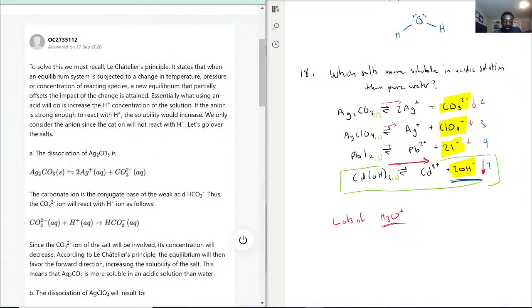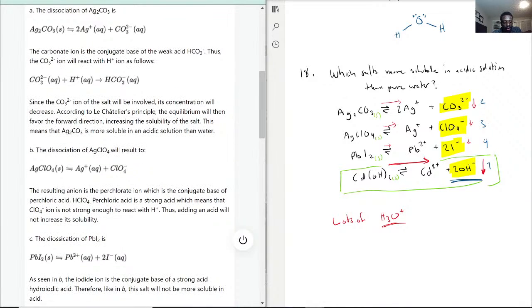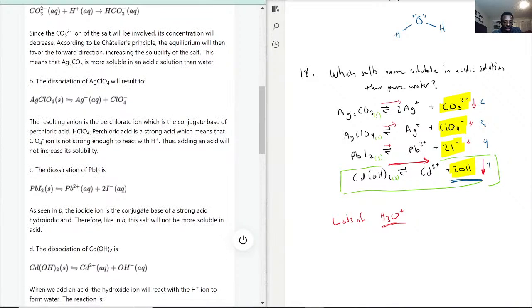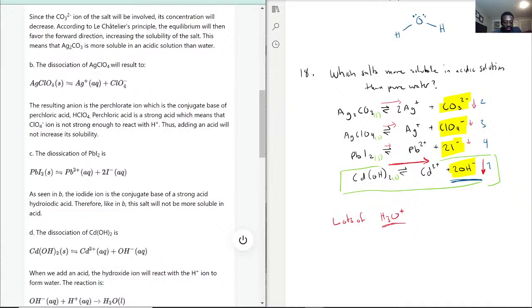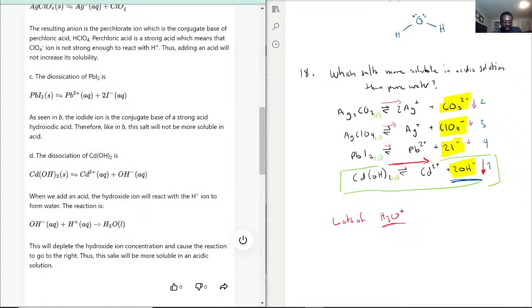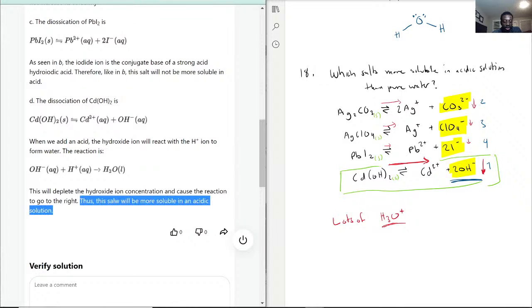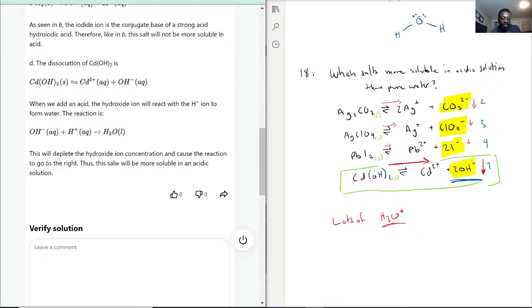So they mentioned that carbonate ion makes HCO3 minus, Ag, ClO4 and perchloric acid, iodide and hydrogen iodide, and then the last one, cadmium hydroxide. Thus, this salt, that's what they meant to say, will be the most soluble in acidic solution.